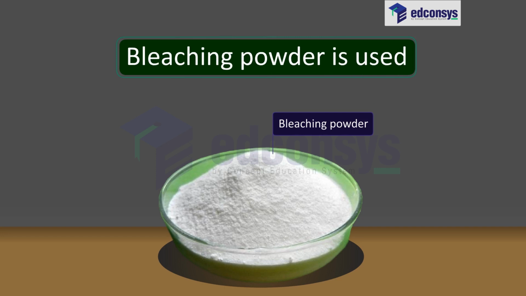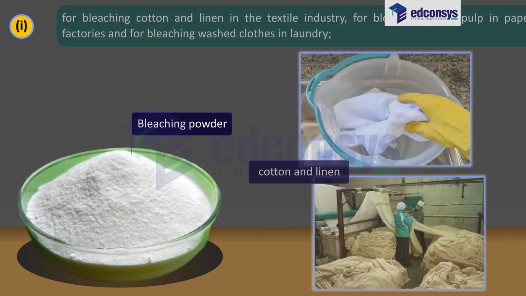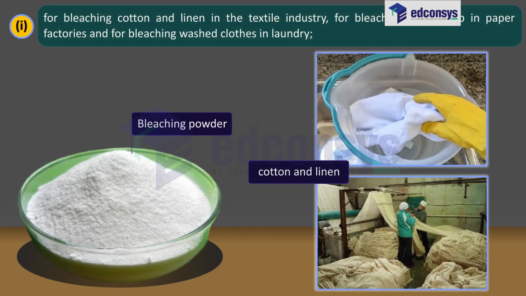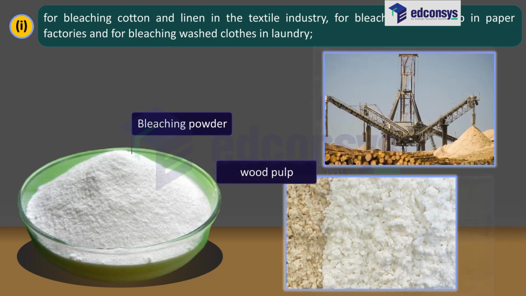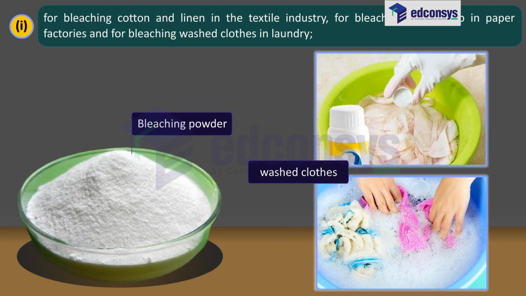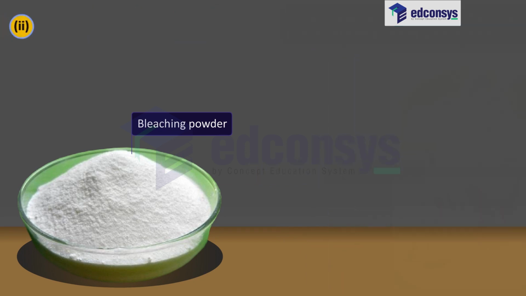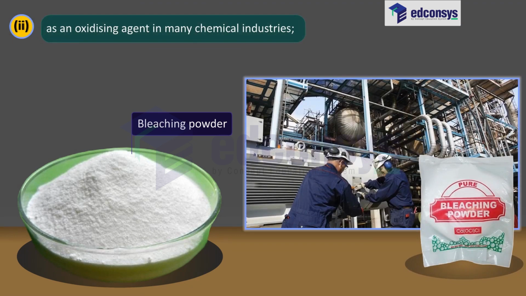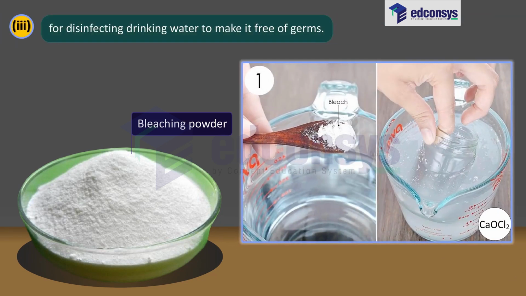Bleaching powder is used, first, for bleaching cotton and linen in the textile industry, for bleaching wood pulp in paper factories, and for bleaching washed clothes in laundry. Second, as an oxidizing agent in many chemical industries, and third, for disinfecting drinking water to make it free of germs.